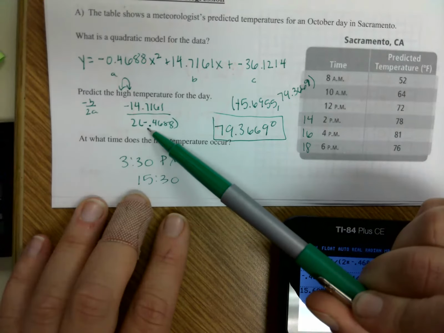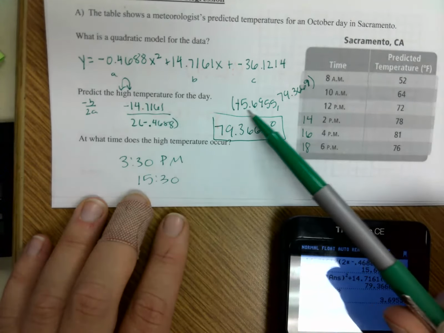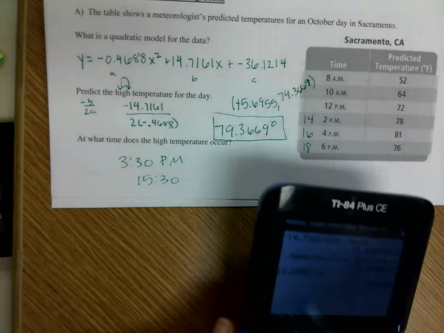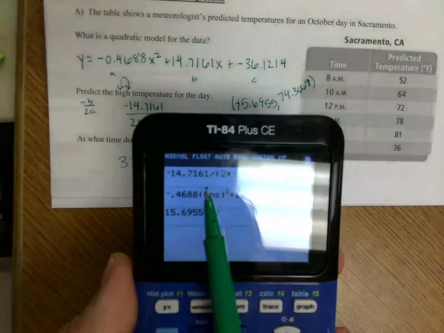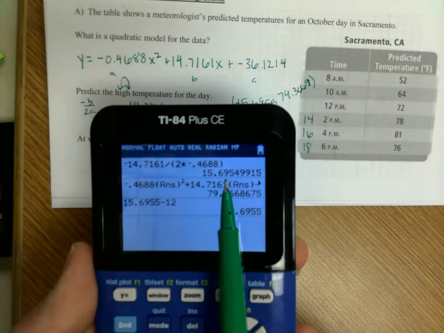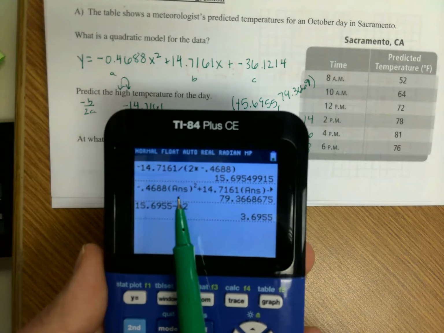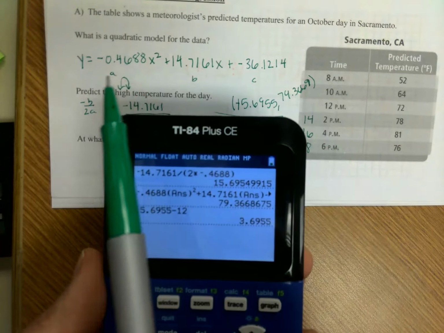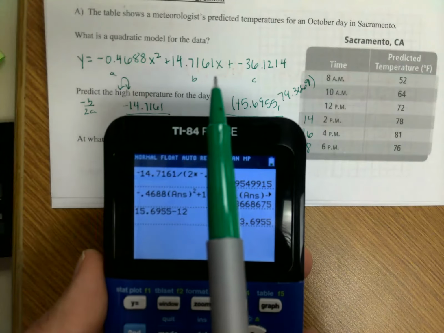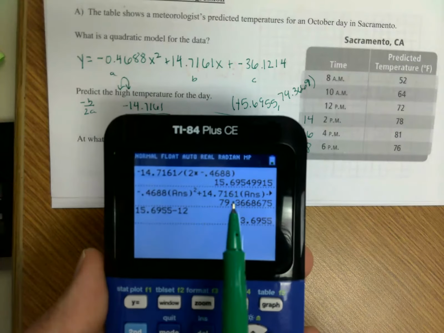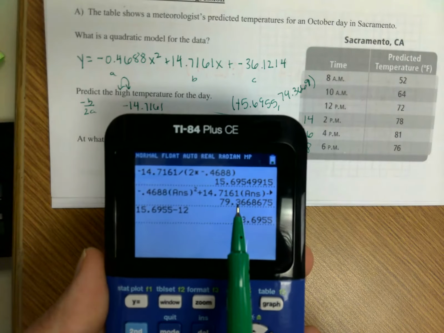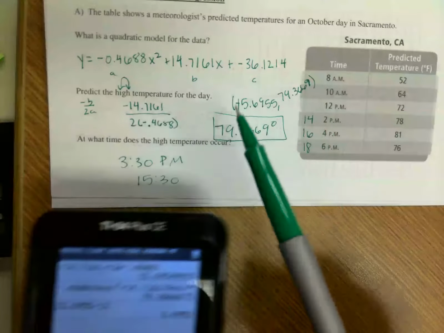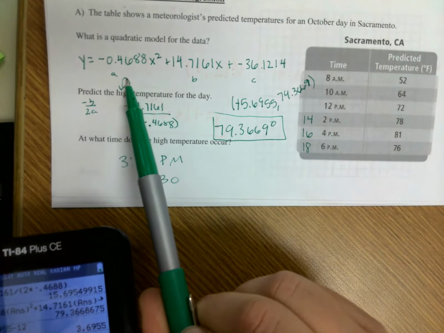So opposite B over 2A. So that's this value right here. That's my x. I plugged that back in. So this was my opposite b over 2a. That's that value right here. I plugged that into my equation. So this equation right here. For the x squared and for the x value, I plugged in my answer. And I got my y value to be this. So this is my highest point right here. That's the highest point right there.